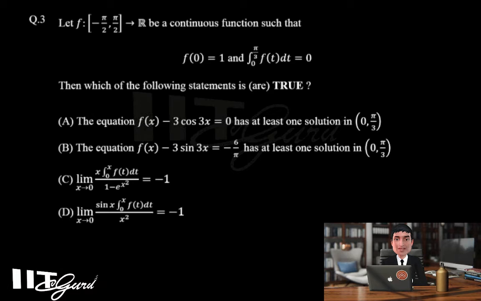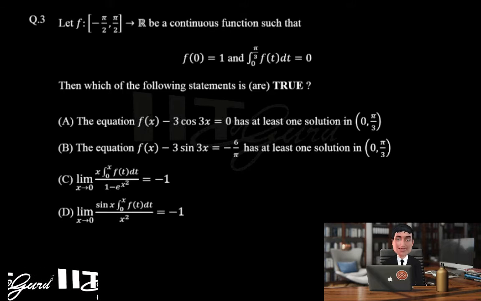Question number 3 is from functions. F has domain minus pi by 2 to plus pi by 2, and codomain all real numbers, and is a continuous function. F(0) is equal to 1, and the definite integral from 0 to pi by 3 of f(t) dt is equal to 0. So which of the following?